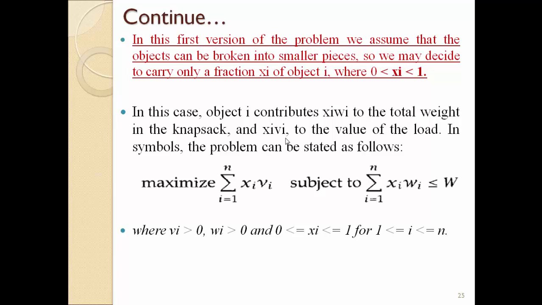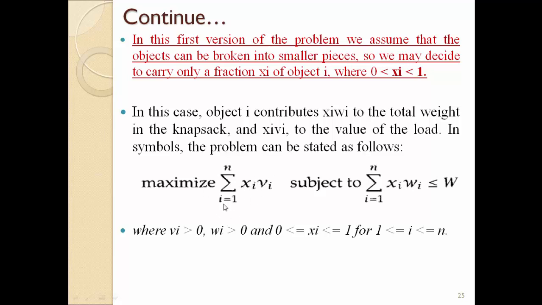So in a single line we can write it like: maximize the total value, the sum of xi vi, i starting from 1 to n. So the first term is x1 v1, it indicates the value of the first object. Then x2 v2 indicates the value of the second object.